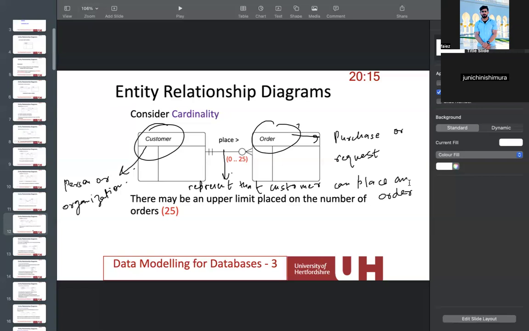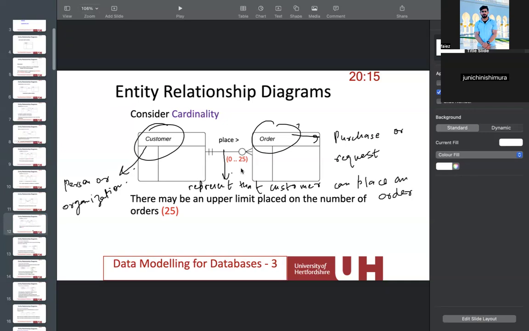This 0..25 means zero, obviously, a customer can place zero orders also, meaning it is possible for a customer to exist without placing any order. And 25 is an upper limit, meaning a single customer can place up to 25 orders. This puts a restriction on the number of orders a customer can make, and the system won't allow a customer to exceed 25 orders.